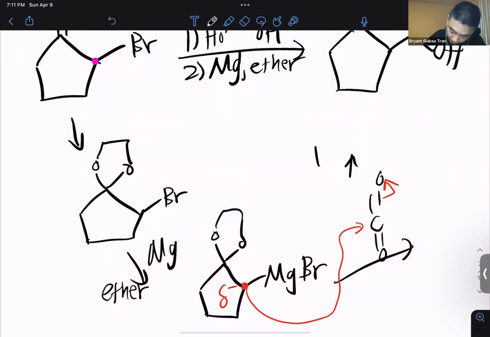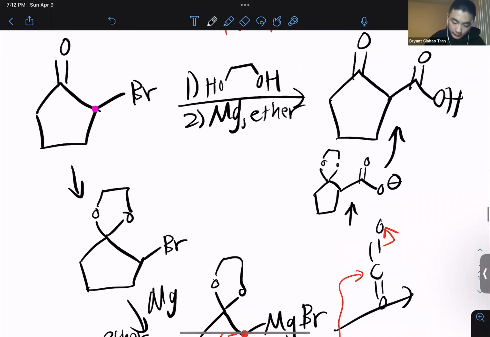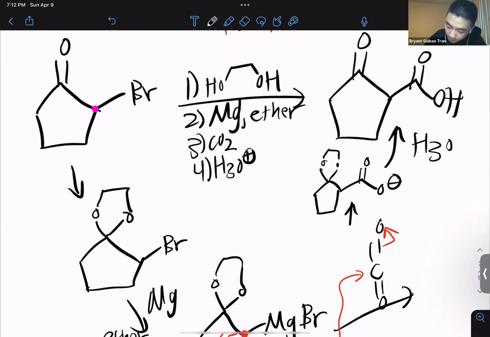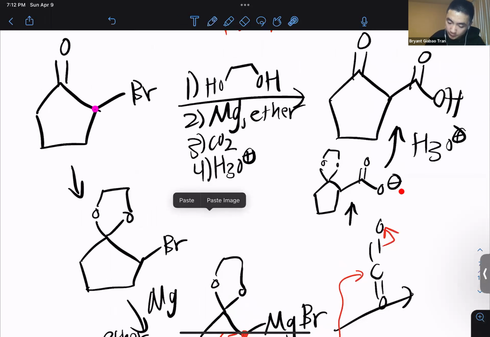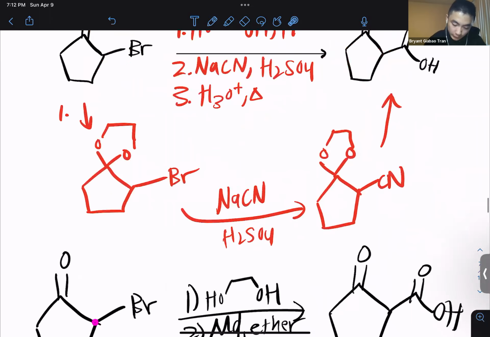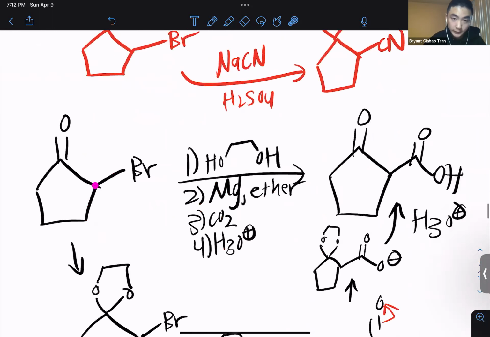giving us this. And then the very last step here is to add acid, which would do two things. So one of the things that it will do is that it will protonate this carboxylate into the carboxylic acid, and it will deprotect this acetal and convert it back into the ketone. So here are the two routes that you could go to make the synthesis work.